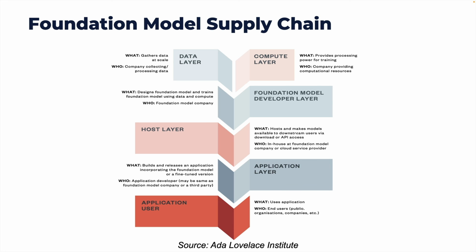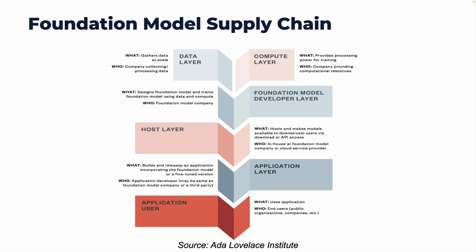Once they train the foundation model, then comes the host layer. Now, this is responsible for hosting and making the model available to downstream users via download or API access. Remember, we discussed two or three different mechanisms of licensing a foundation model. Depending on how the foundation model is licensed, it can be either pushed to a repository like Hugging Face, or it can be exposed through an API.